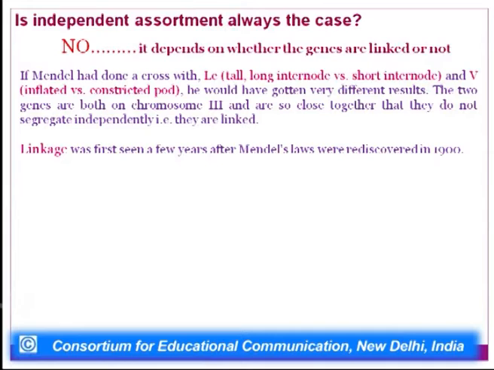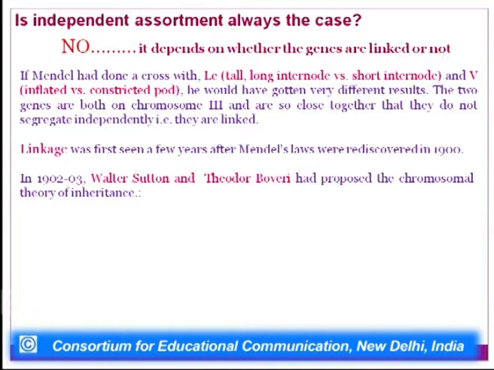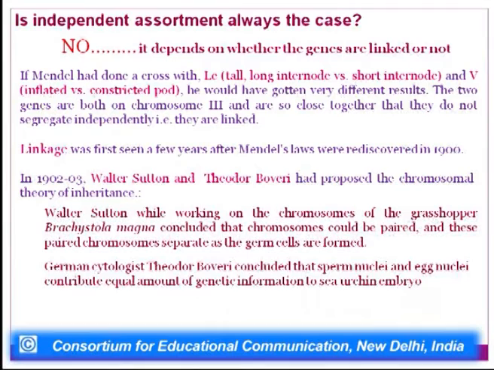Linkage was first seen a few years after Mendel's laws were rediscovered in 1900. By that time, in 1902 and 1903, Walter Sutton and Theodor Boveri had already proposed the chromosomal theory of inheritance. Walter Sutton, while working on the chromosomes of the grasshopper Brachystola magna, concluded that chromosomes could be paired, and these paired chromosomes separate as the germ cells are formed. The German cytologist Boveri also concluded that sperm nuclei and egg nuclei contribute equal amounts of genetic information to the sea urchin embryo. So basically the chromosomal theory of inheritance was already laid down and Mendel's laws were rediscovered.